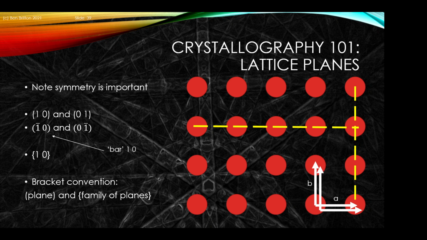we could put the origin above, or we could put it below. It's the same plane. This would cross B at 1/-1. This would cross B at 1/-1. This would cross B at 1/1. And so these two are identical crystal planes in this example.